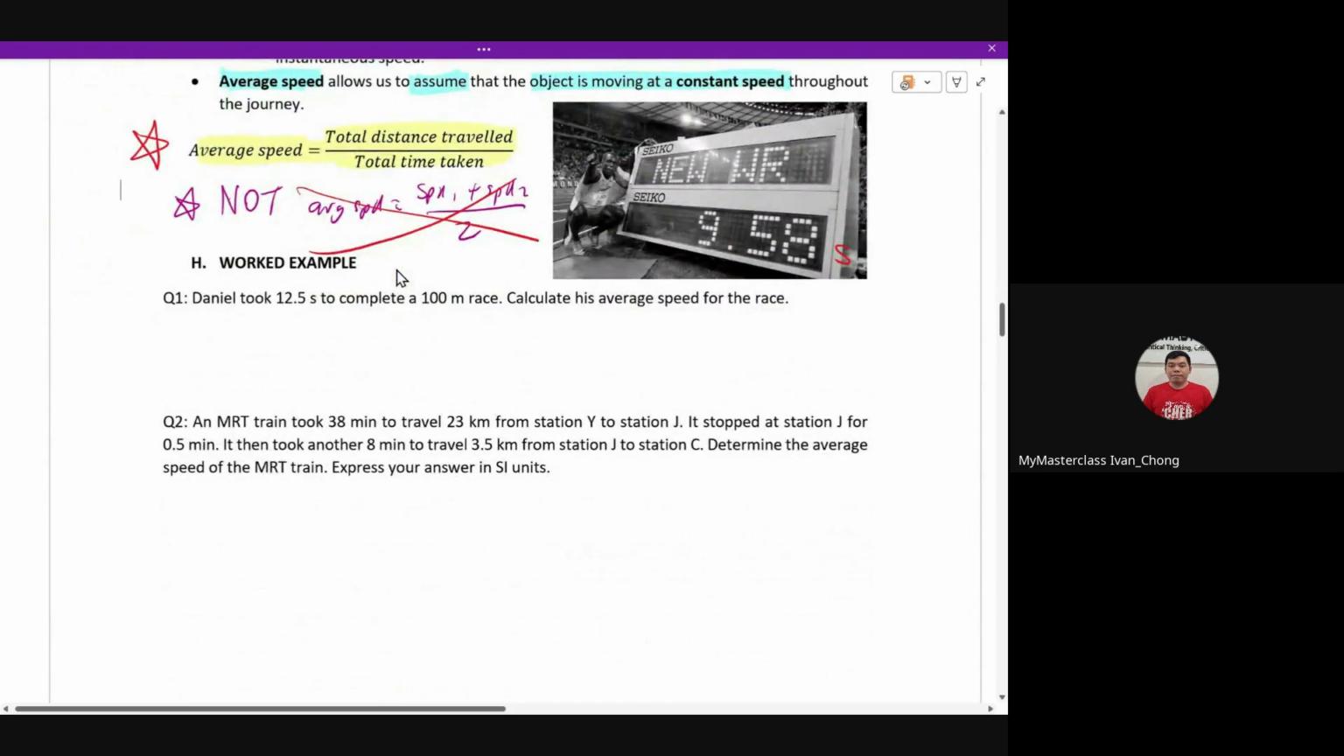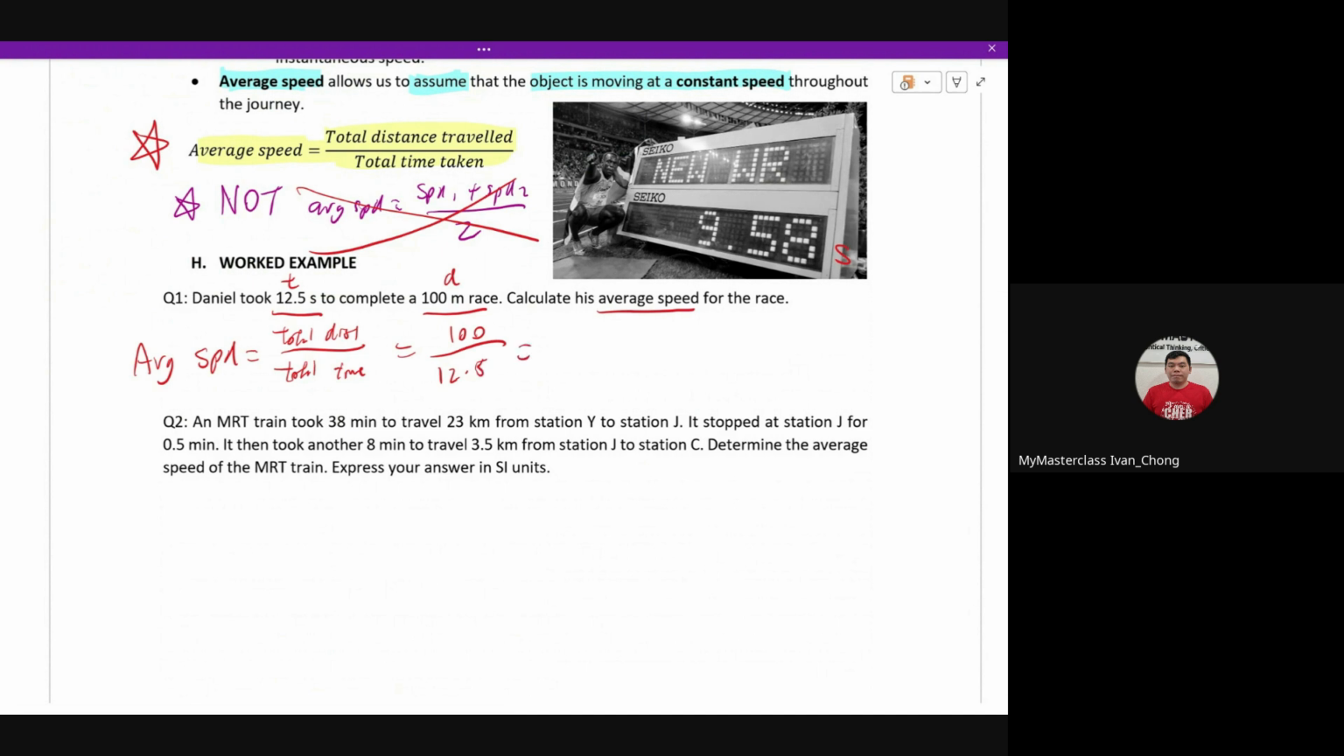Okay, so you can see over here, you have time, you have your distance, and you want to find speed. So you want to find average speed, right? You want to find total distance over total time. So 100 meters divided by 12.5. Press your calculator itself. You'll end up with 8.0 meters per second.